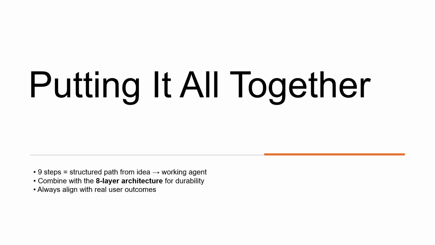Use these 9 steps to get from idea to a working AI agent, and then align it with the 8-layered architecture we saw previously to scale responsibly. Buy where possible, build where it differentiates, and add governance early.